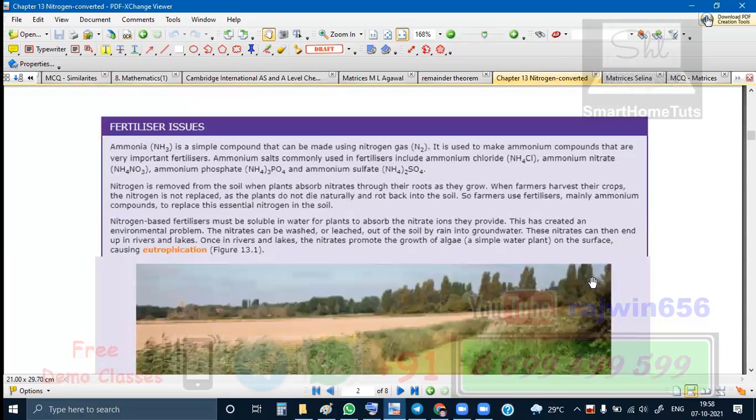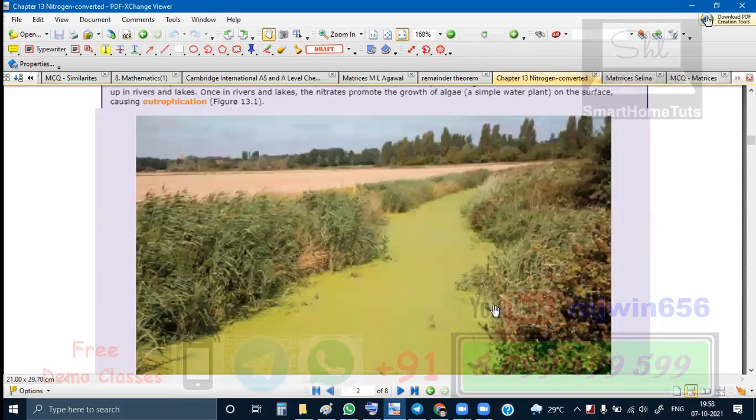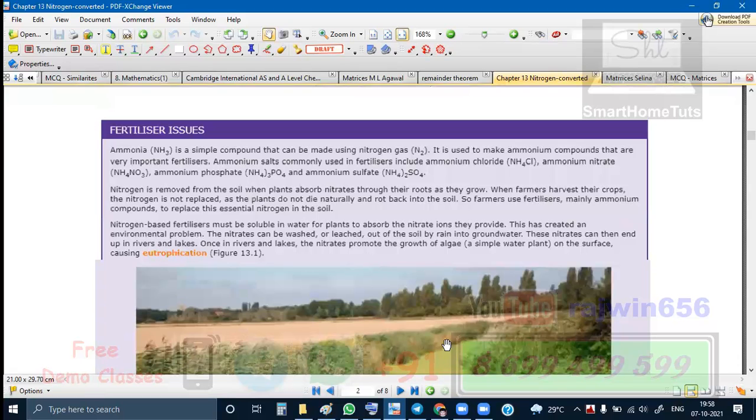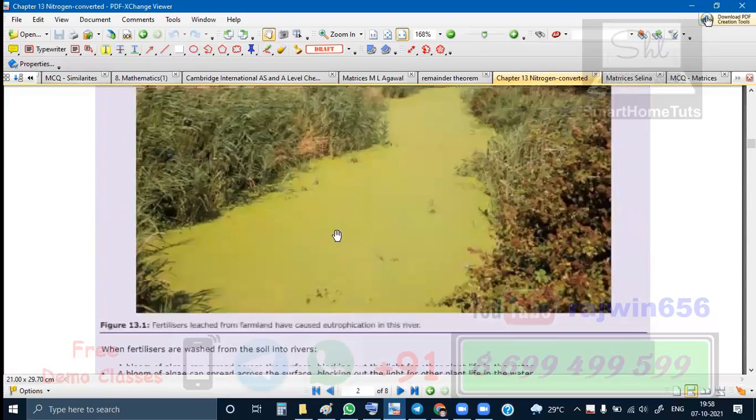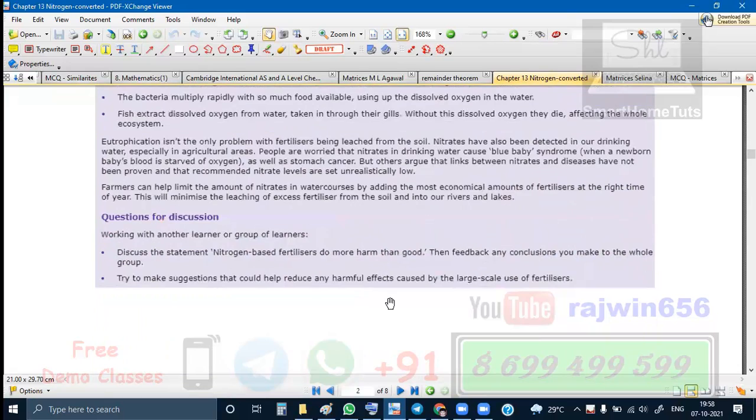So this is about the fertilizers. You can just go through that page from the textbook. Okay, eutrophication. This is basically eutrophication that has occurred in the surrounding water body, because here an excess of fertilizer is used. This fertilizer is causing eutrophication. It's a very simple topic. You can just go through this page. If you have any questions, you can ask me.